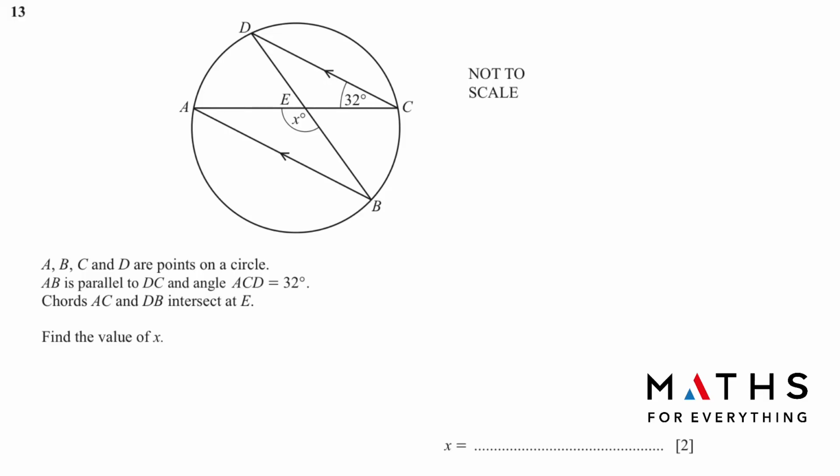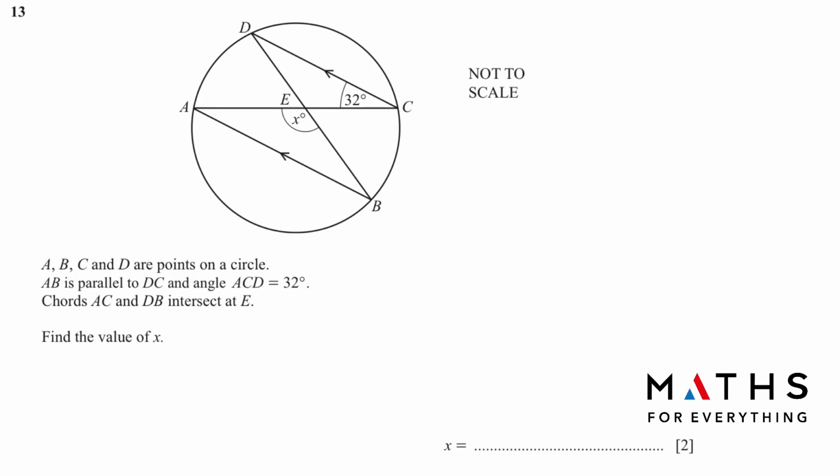Question number 13, we have been given a circle with 4 points on it, and we have been told that AB is parallel to DC. Angle ACD is 32. Chords AC and DB intersect at E. Find the value of x.